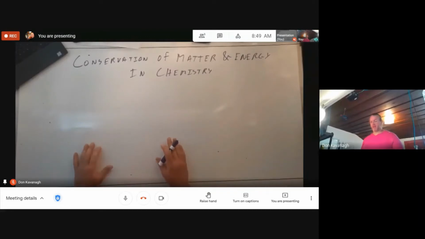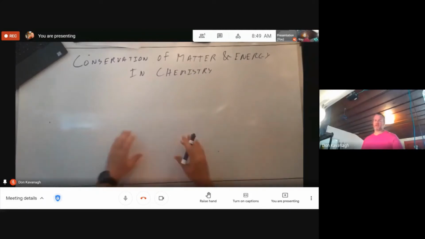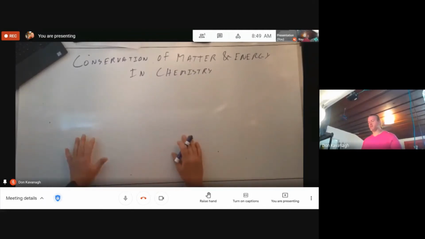The conservation of matter and energy in physics class is something I remember a lot of professors talking about. All of the energies at the beginning have to equal all of the energies at the end, all the kinetic, potential, and electromagnetic energy. In chemistry, we do consider the conservation of matter and energy in a few different ways.